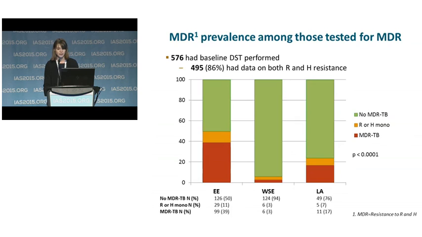MDR-TB was also more common in Eastern Europe, found in 39% of those tested for it. This compares to 3% in Western and Southern Europe and 17% in Latin America. And just to mention that there was considerable overlap between the number of active drugs given in the initial treatment regimen and MDR-TB, with a vast majority of individuals who received 2 or fewer active drugs also having MDR-TB.